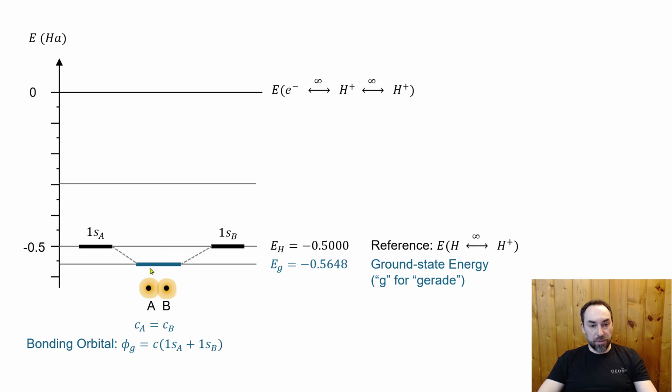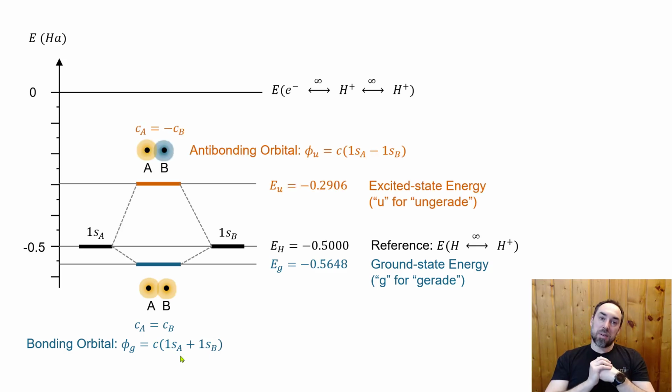All right, we form this molecular orbital, and the corresponding energy of that molecular orbital, we already figured out, is a little bit more negative than the separate species. So it's ground state, the molecule is stable there.